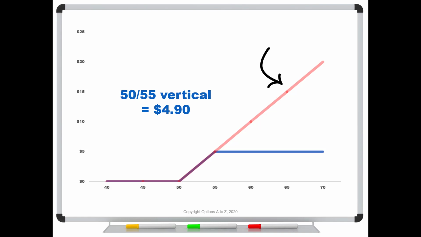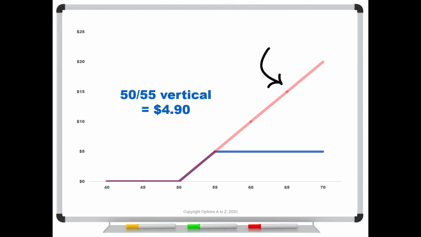So if the 50-55 vertical spread is almost maxed out, remember the most it could ever be worth is $5, and it's trading for $4.90, why do we want that as part of the strategy? Why would you want that in there? Now again, you can't say, but I don't have the 50-55 vertical spread. That's true, but mathematically you're holding it.